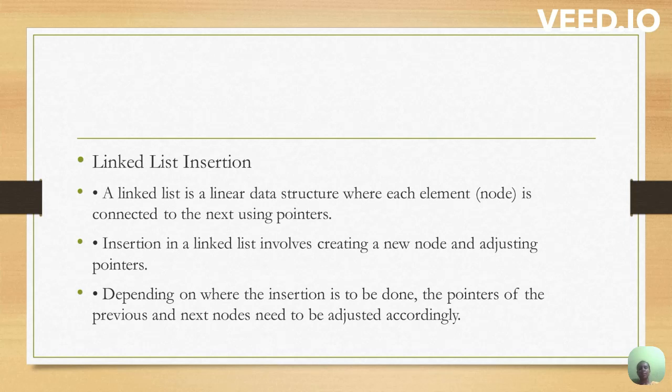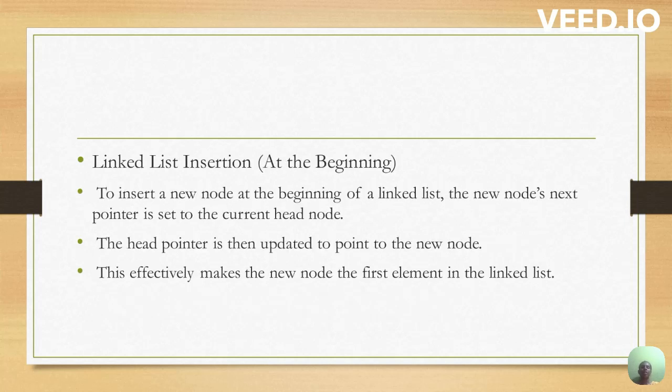Next, we will discuss linked list insertion. A linked list is a linear data structure where each element, called a node, is connected to the next using pointers. Insertion in a linked list involves creating a new node and adjusting the pointers. Depending on where the insertion is to be done, the pointers of the previous and next nodes need to be adjusted accordingly.